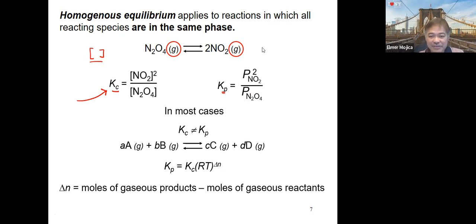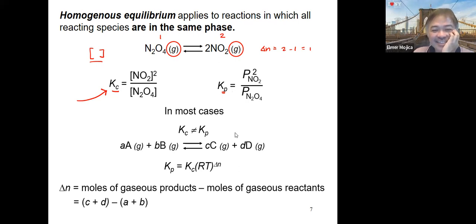So what is delta n for this system? Anyone? What is delta n? So you have here 2 and you have here 1. So 2 minus 1, that is equal to 1. We're going to talk about it. So if you look at this, this is just the sum of the coefficients c and d minus the sum of the coefficients a and b.